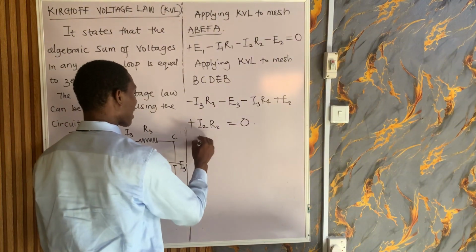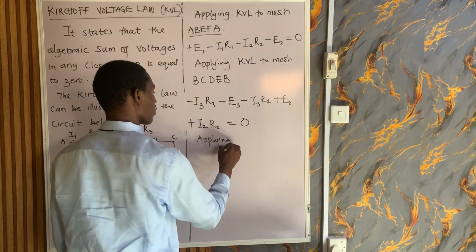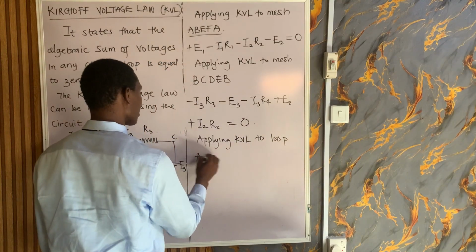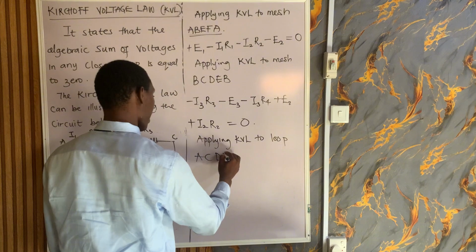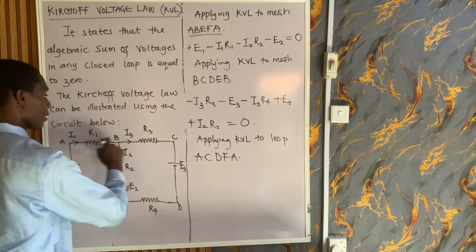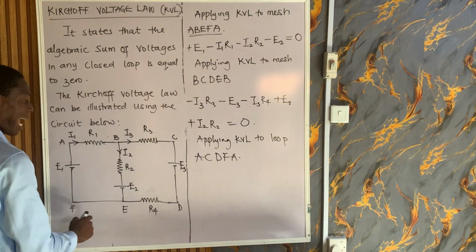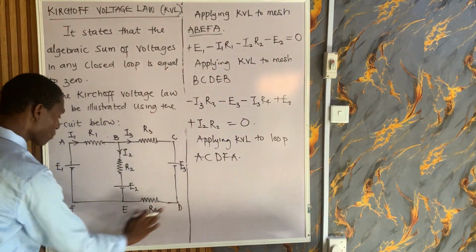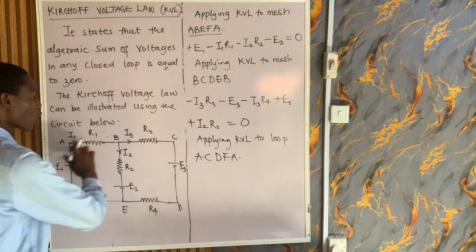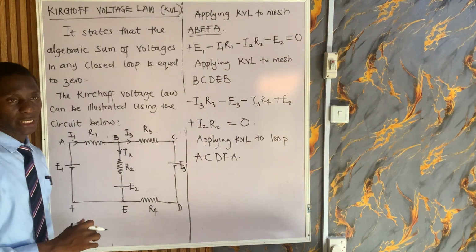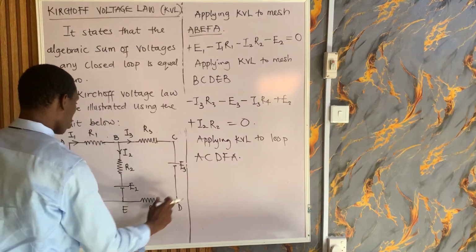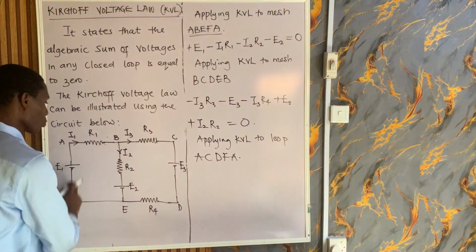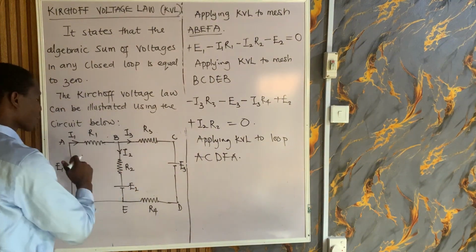But you see now, applying KVL to loop A, C, I'm talking about from here to here to here to here, as though there is no middle part. So it's as if we remove everything in the middle part, just this part alone, this entire part. We don't call this big one a mesh. It can only be a loop, because this big one is what contains the ABEFA and BCDEB inside it. So a loop can contain smaller meshes inside, but a mesh cannot contain.